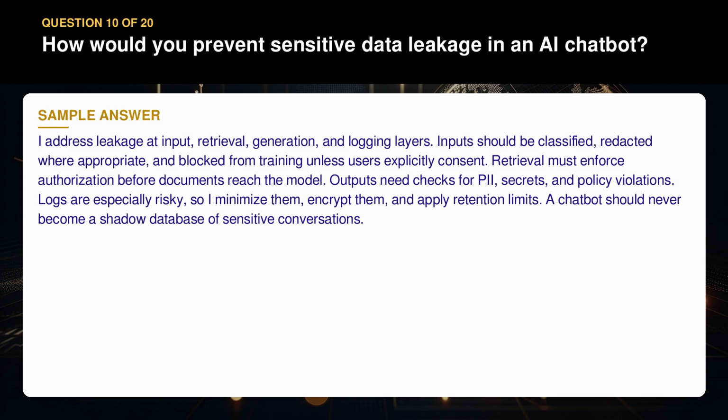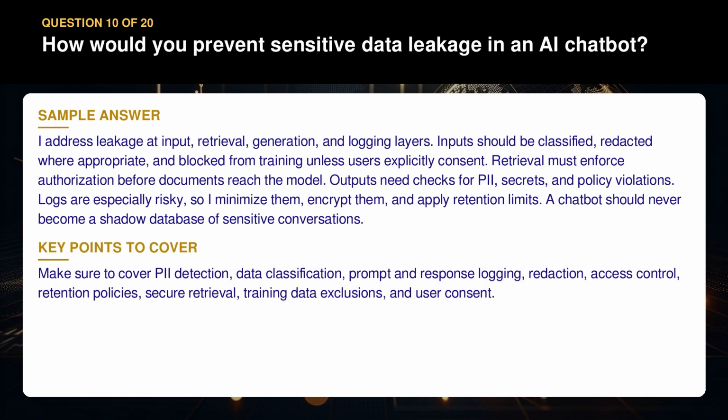Outputs need checks for PII, secrets, and policy violations. Logs are especially risky, so I minimize them, encrypt them, and apply retention limits. A chatbot should never become a shadow database of sensitive conversations. Make sure to cover PII detection, data classification, prompt and response logging, redaction, access control, retention policies, secure retrieval, training data exclusions, and user consent.